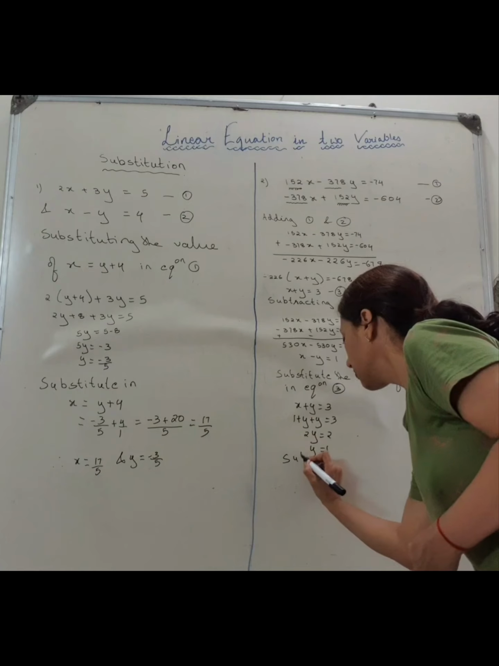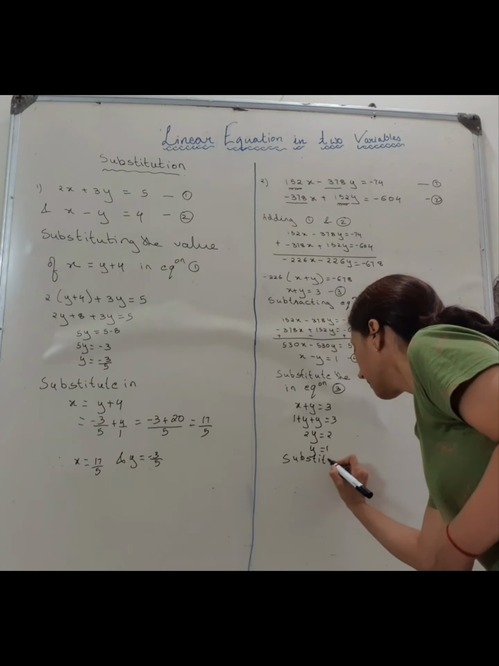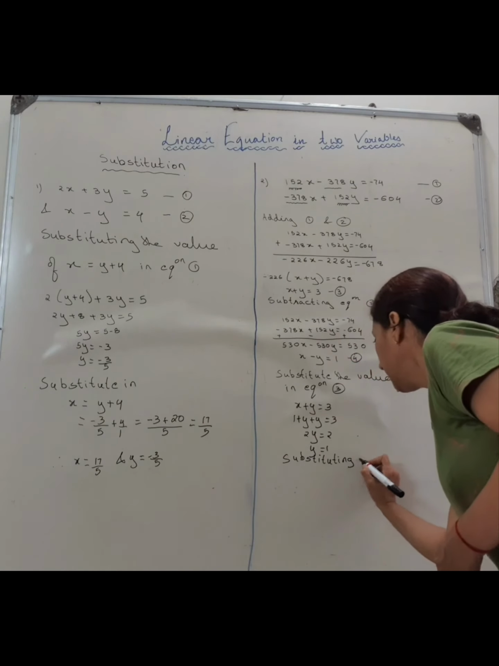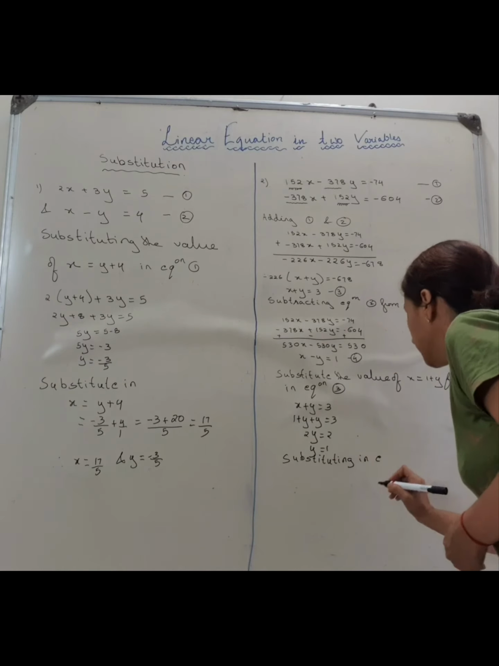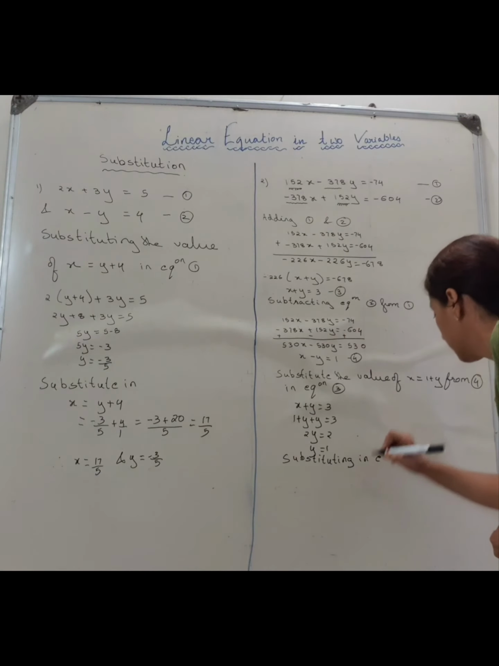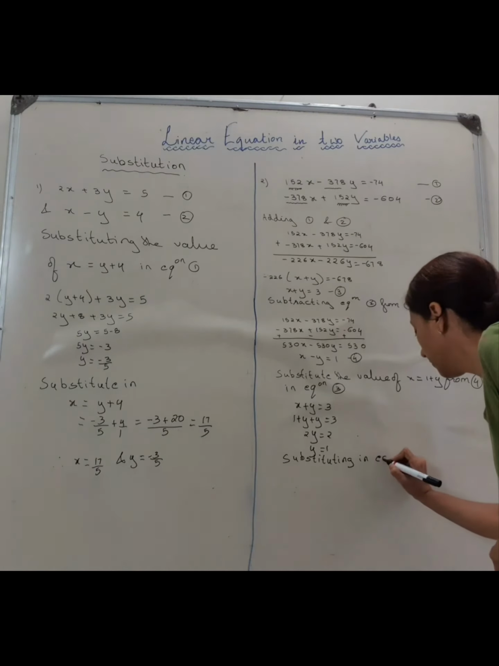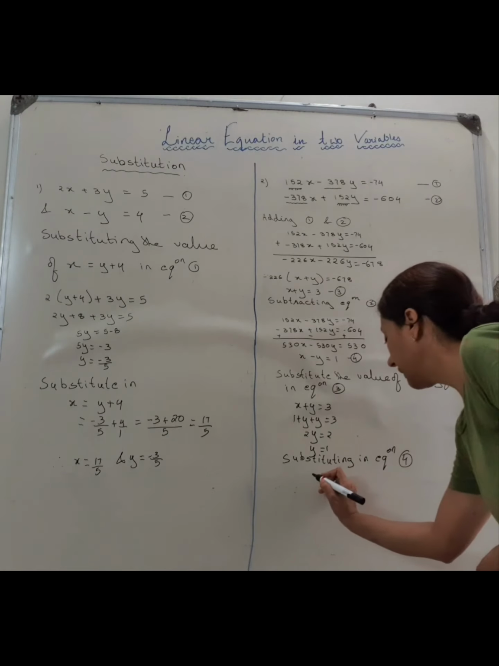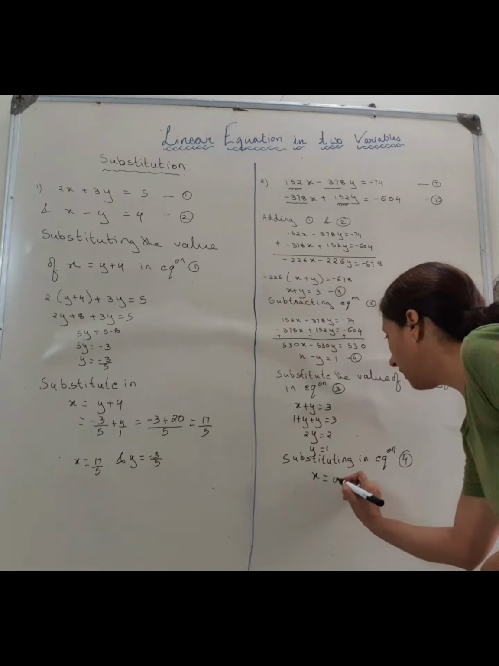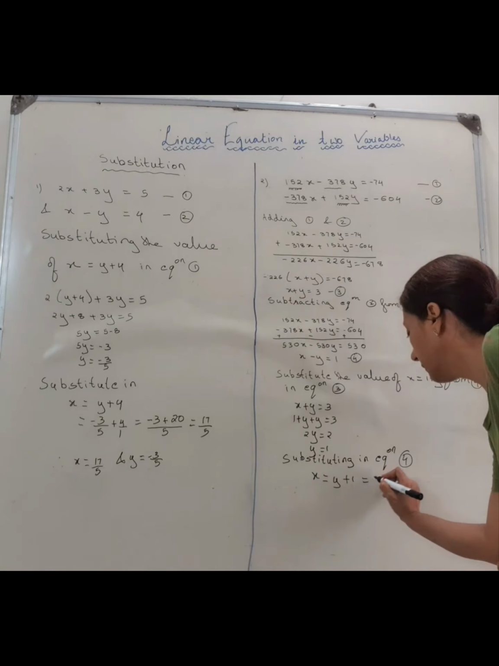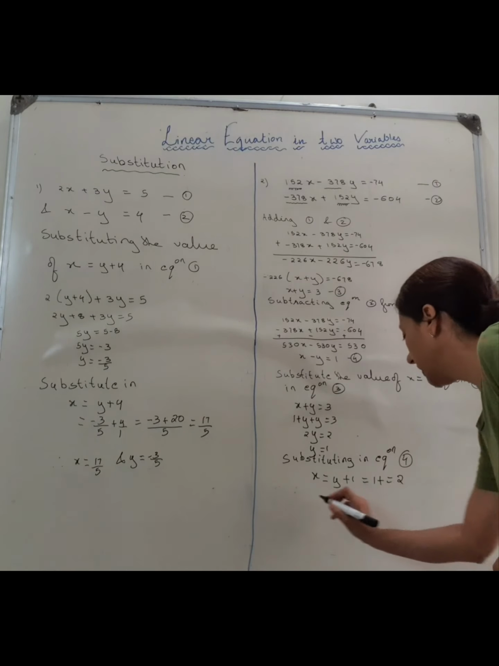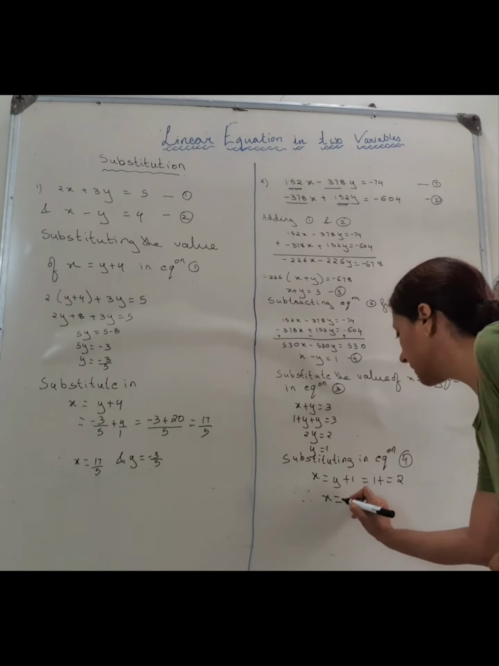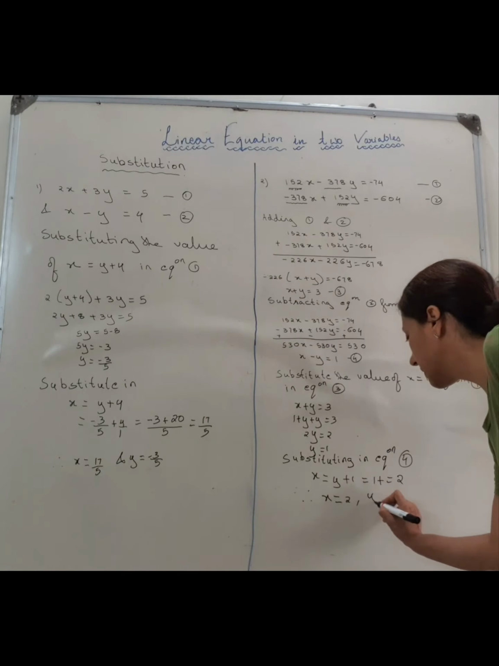So I will be substituting the value of y in equation. So you can substitute in equation 3 or 4, whichever you want. So in equation 4, I get x is equal to y plus 1. This is nothing but 1 plus 1, that is 2. So therefore I have got the final answer of x as 2 and y as 1. So this is going to be your final answer.